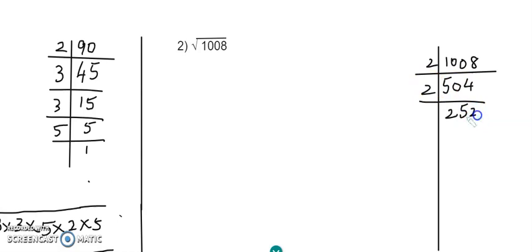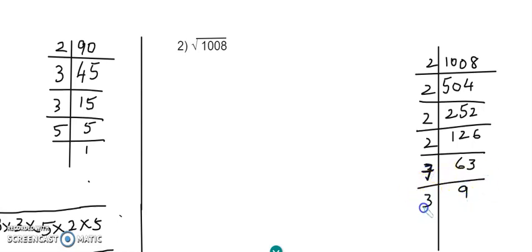And then it has 2. Again 2. So it's a 126. Then 2. It's a 63, right? Then 7, because we directly know it is a 9. So 3, 3, 3 and 1. Let's count how many 2's we have. 1, 2, 3, 4. So indirectly I need to have an even number of the factor.